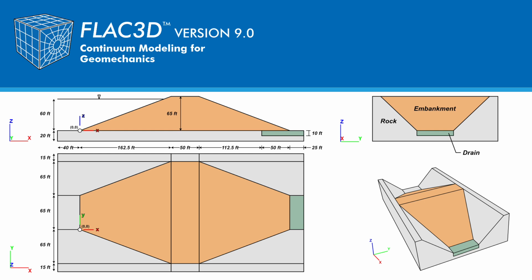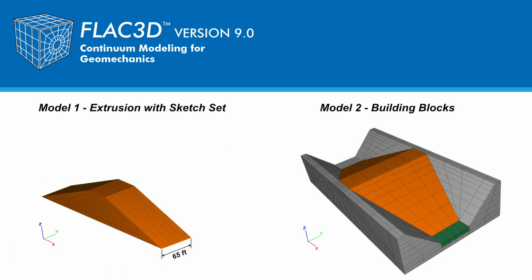The adjacent rock abutment and foundation will be modeled with 20 feet of foundation rock below the embankment, and 15 feet of the rock abutments to the right and left. This set of tutorial videos have been developed to incrementally lead to calculating the total and effective stresses of the complex geometry shown and have been broken into 3 parts.